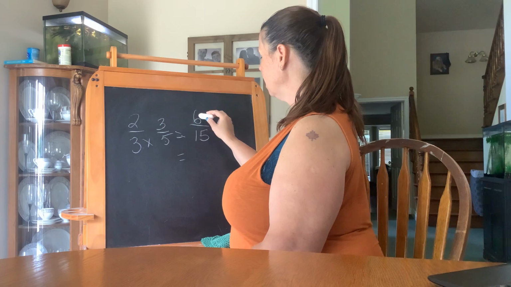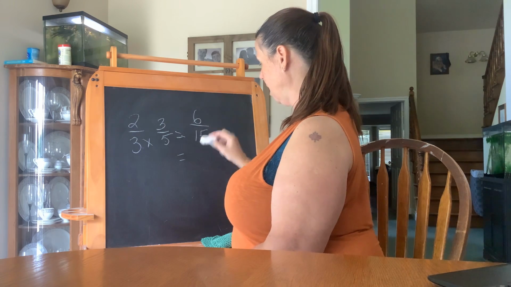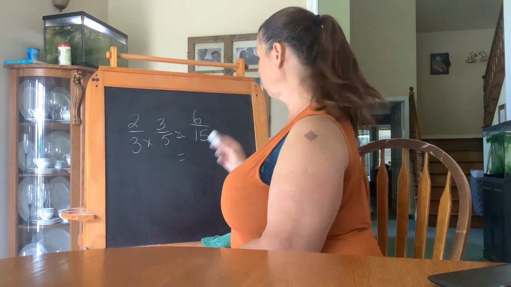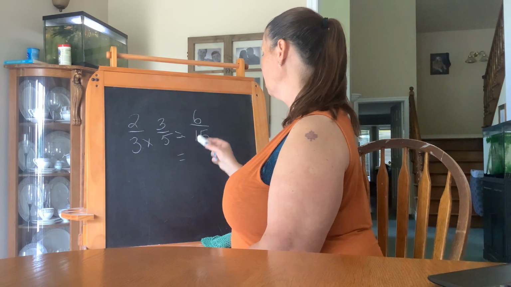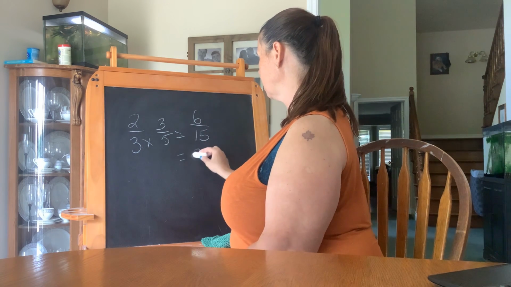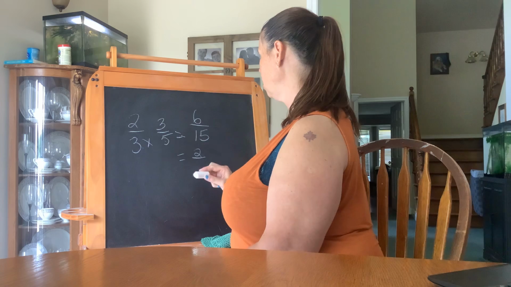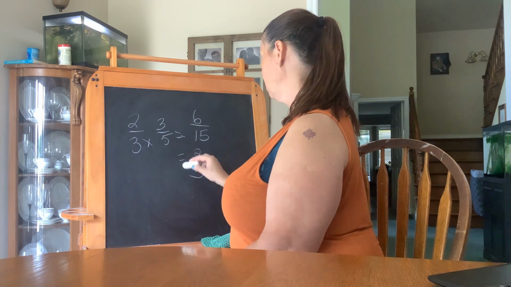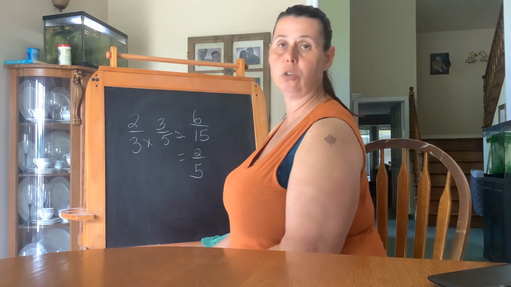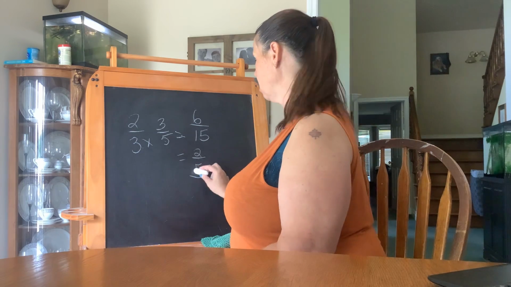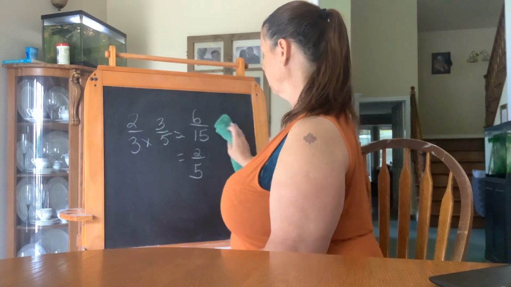Now, 6 does not go into 15, so we can't do it that way. So we need a number that goes into both 6 and 15. I know that 3 goes into 6 and 15. How many times does 3 go into 6? 2. How many times does 3 go into 15? 5. And there is no number that goes into 2 and 5 other than 1. So this is lowest terms. Okay? 2/5.